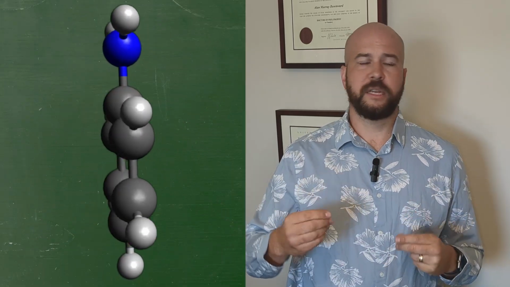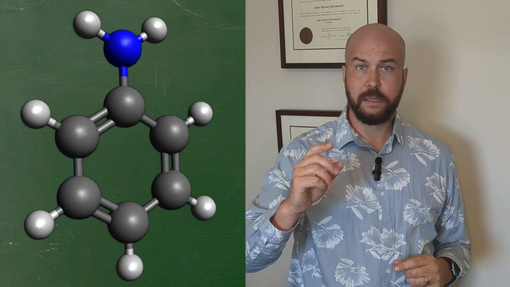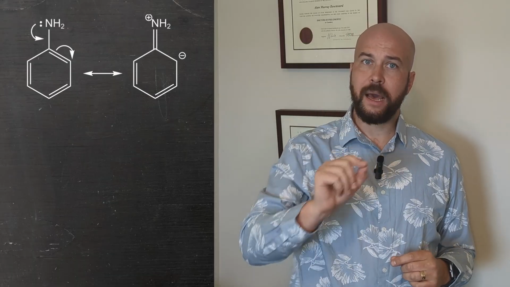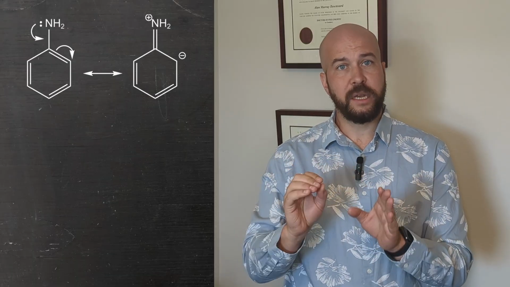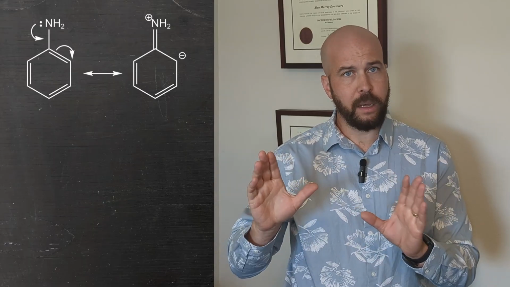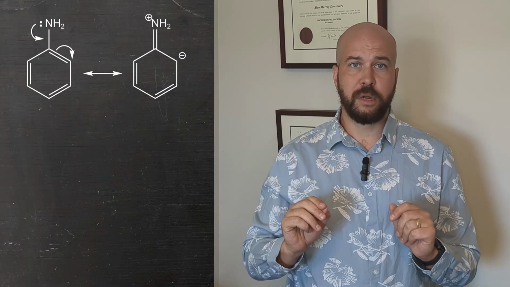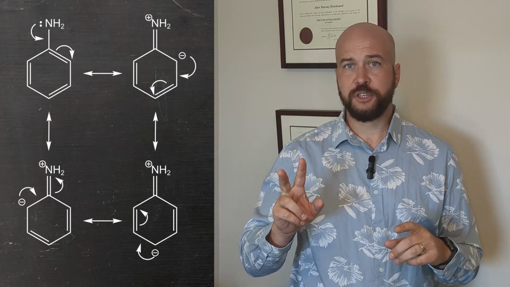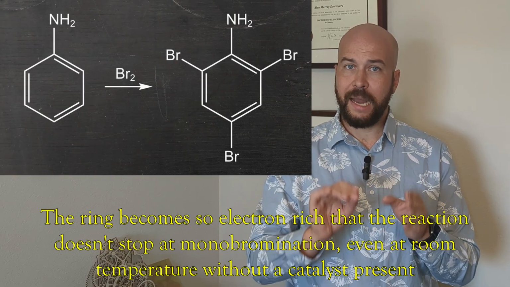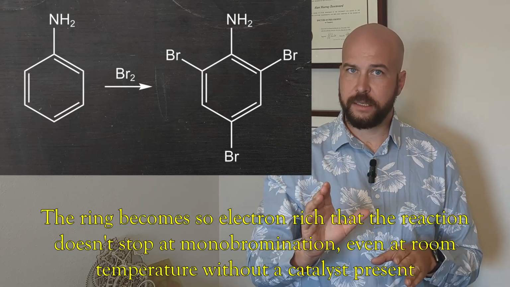Let's start by considering aniline, a benzene ring with an NH2 attached to it. Now that nitrogen has a lone pair, which it could bring down into the ring, generating a carbanion in the ortho position. But remember, this is a conjugated system, so we can draw resonance structures that spread that negative charge between the ortho and para positions. Aniline is electron donating and ortho-para directing.